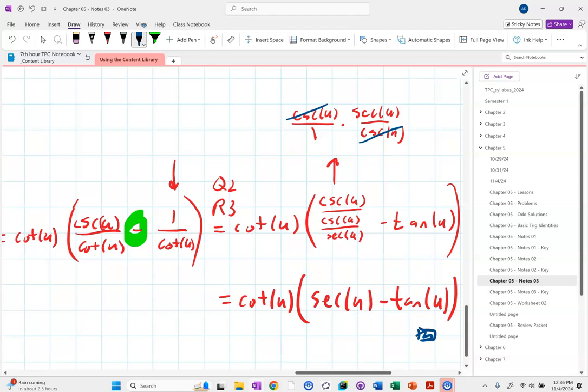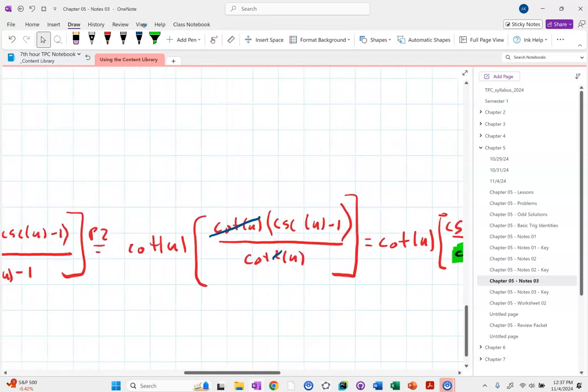I would like to point out to you guys that I think that if you had started on the right side here, this would have been much easier. Because you probably could have just started by writing secant as 1 over cosine and tangent as sine over cosine, make a common denominator already, and things I think start looking pretty nice pretty quick. But that's okay. What we did was fine. Got us there.